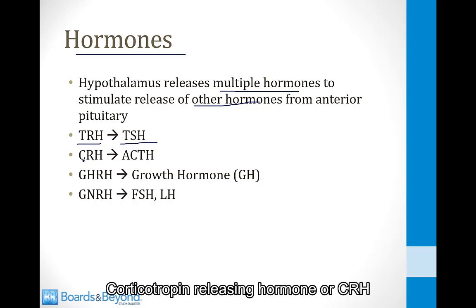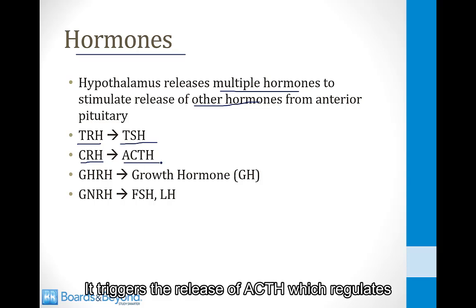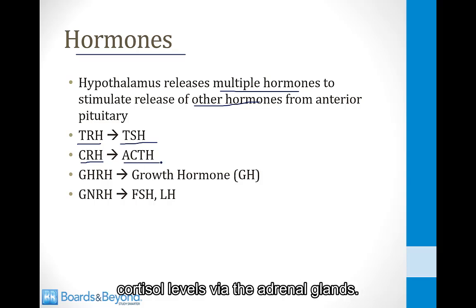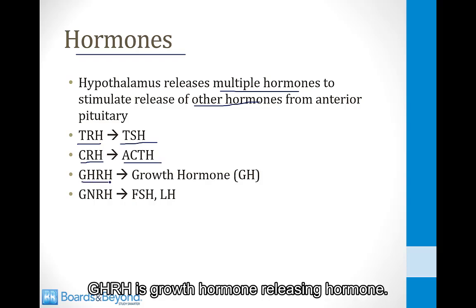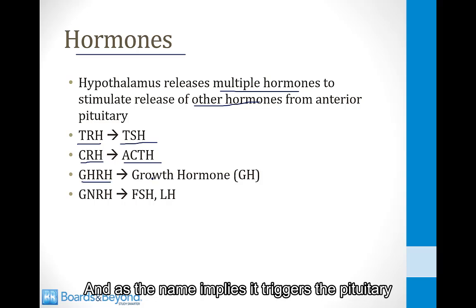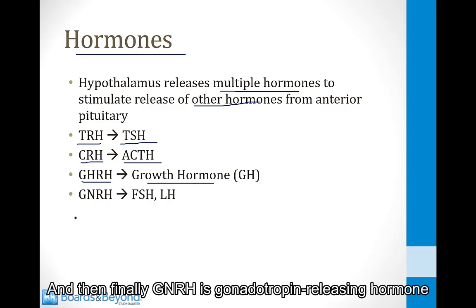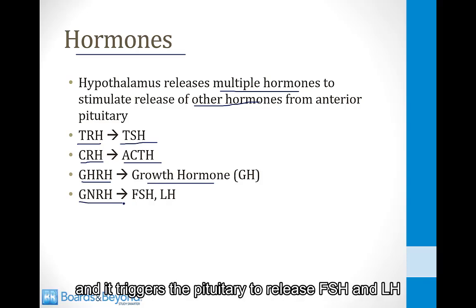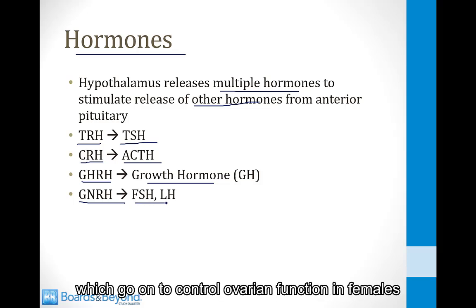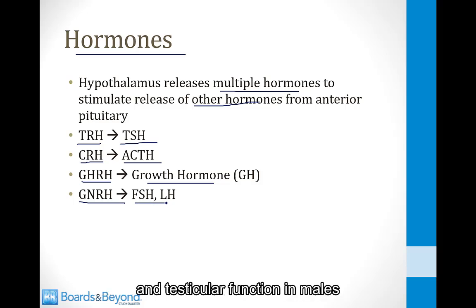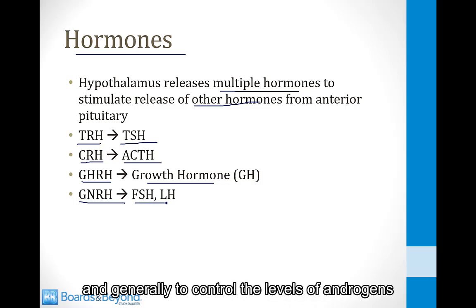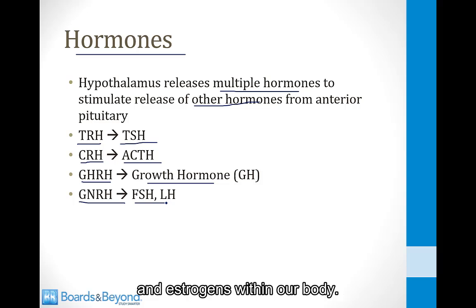Corticotropin releasing hormone, or CRH, comes from the hypothalamus. It triggers the release of ACTH, which regulates cortisol levels via the adrenal glands. GHRH is growth hormone releasing hormone, and as the name implies, it triggers the pituitary to release growth hormone. And then finally, GnRH is gonadotropin releasing hormone, and it triggers the pituitary to release FSH and LH, which go on to control ovarian function in females and testicular function in males, and generally to control the levels of androgens and estrogens within our body.